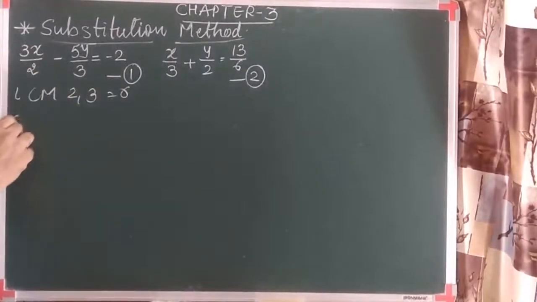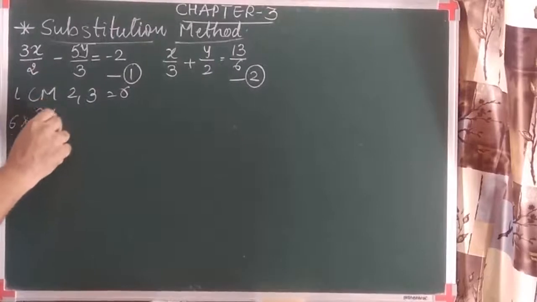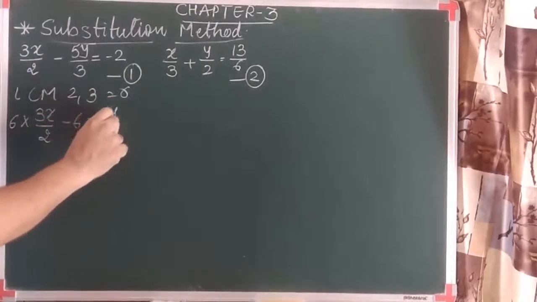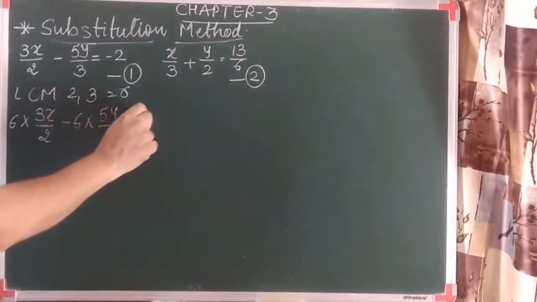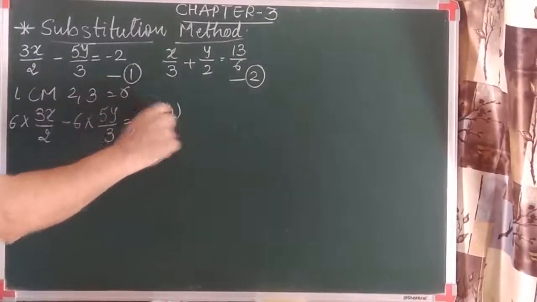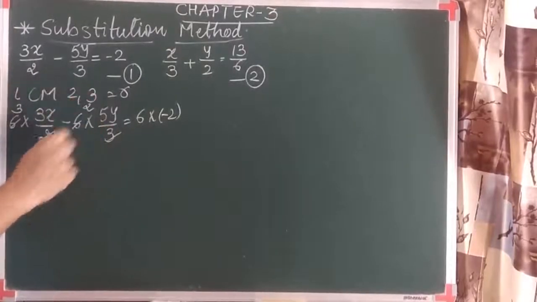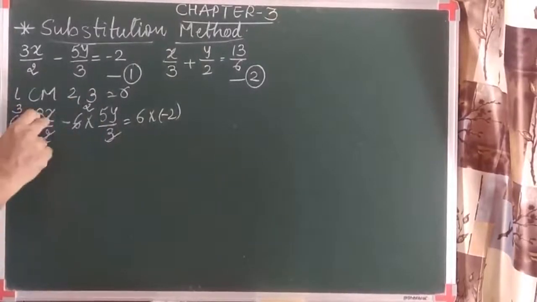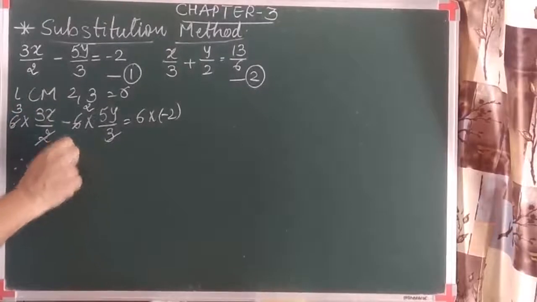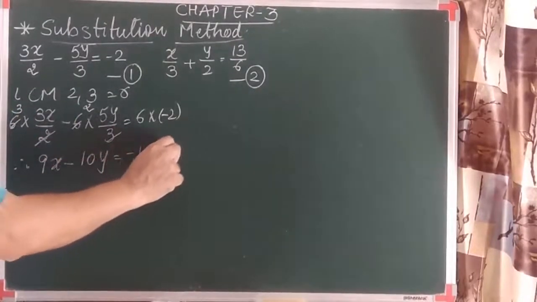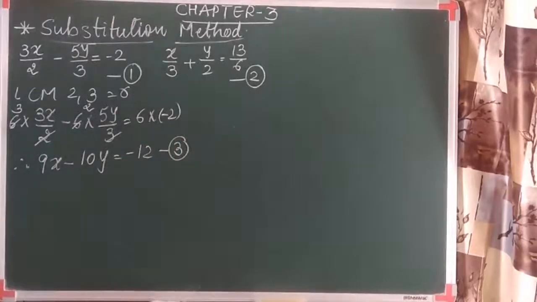So I will multiply all of this by the LCM 6. You can normally take the LCM and simplify this, but this is the easiest way. 2 3s are 6, 3 2s are 6. So what we obtain here is 3 3s are 9x minus 5 2s are 10y is equal to 6 2s are 12. This is the new equation which I obtained.